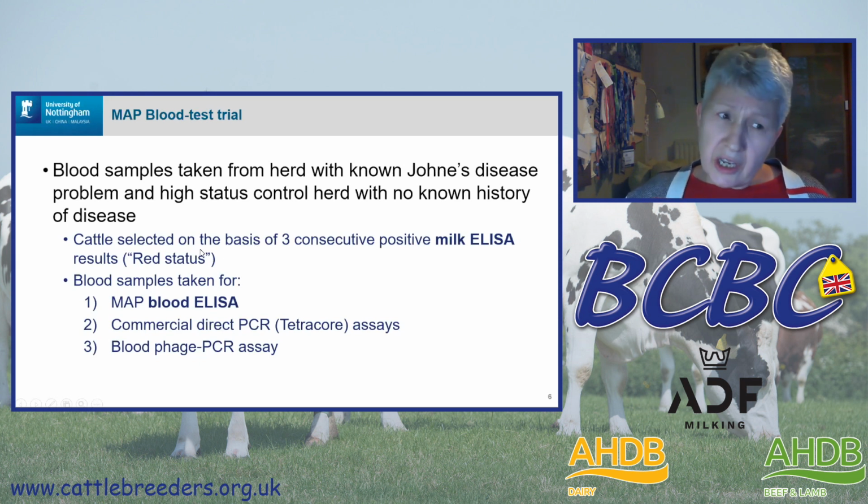In the Johne's disease herd, we selected the cattle, we want to give ourselves a fighting chance here, that had 3 consecutive positive milk ELISA tests. And these, on the system they were using, were given red status. So there was a blood sample taken for a MAP blood ELISA as a standard diagnostic. We also used some spare blood to use a commercial direct PCR test that was sold by a company called Tetracore, to see if we could detect any mycobacteria in blood using a commercial PCR test. And we also used the Phage blood PCR assay.